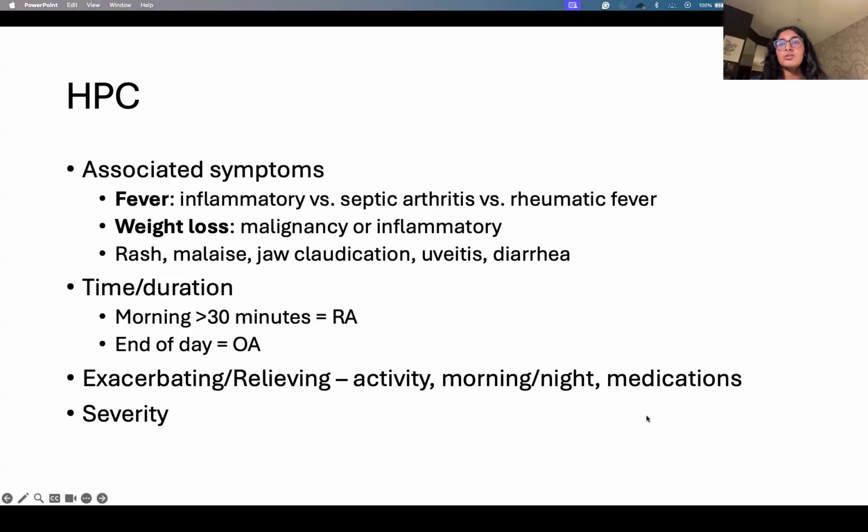Morning, night, we've discussed medication. So there's certain medications that will cause joint pain directly or make joint pain better, like NSAIDs, especially in inflammatory causes. NSAIDs are going to be really helpful.